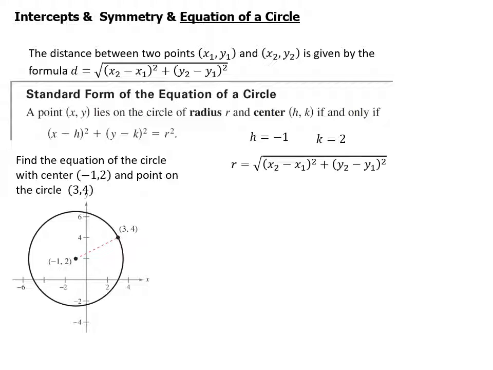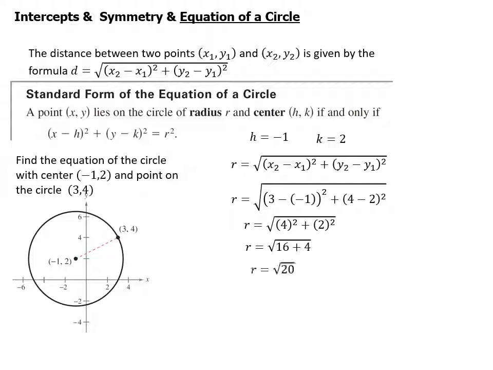So the radius will be the distance between those two points, because we have the center and a point on the circle. Otherwise we'd have to find the midpoint. So x2 minus x1 is going to be 3 minus negative 1, and y2 minus y1 is going to be 4 minus 2. So that gives us 3 plus 1, or 4, and 2. 4 squared is 16, 2 squared is 4. That gives us the square root of 20.